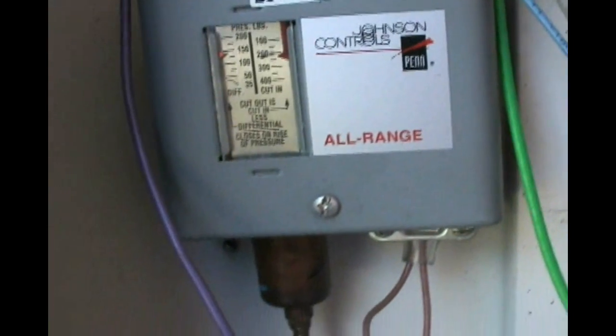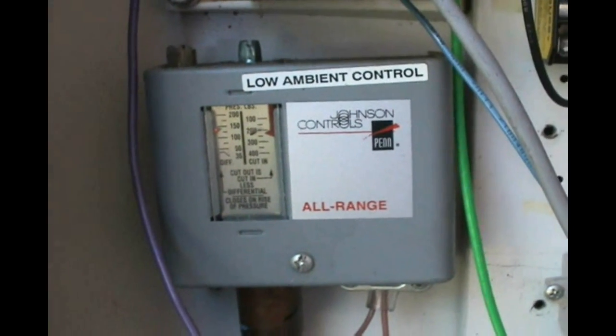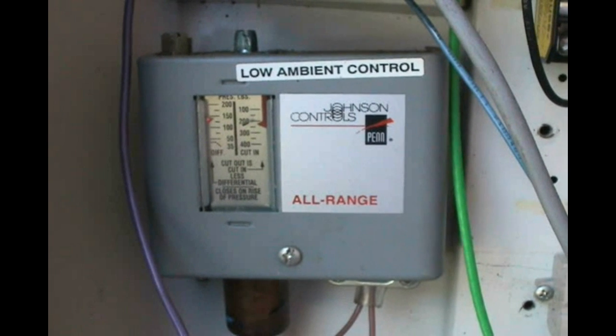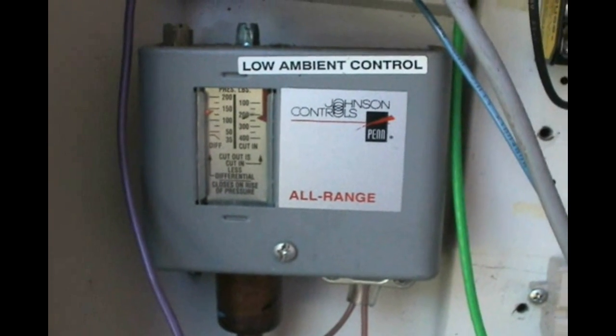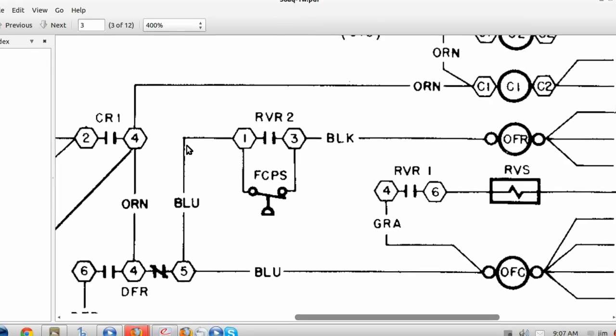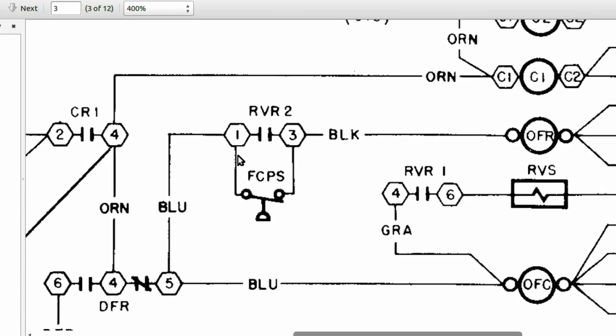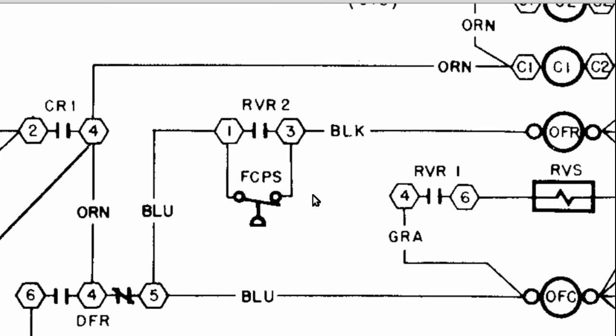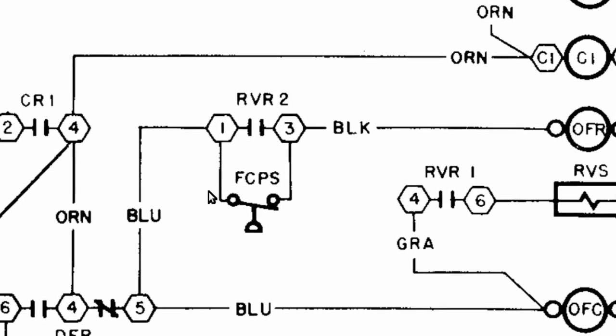Here's a low ambient control switch that's used to cycle the condensing fan on and off as the pressure rises and goes down. And here's what a low ambient pressure switch would look like on the wiring diagram. And there's another way that it's listed, as FCPS, as in fan control pressure switch.